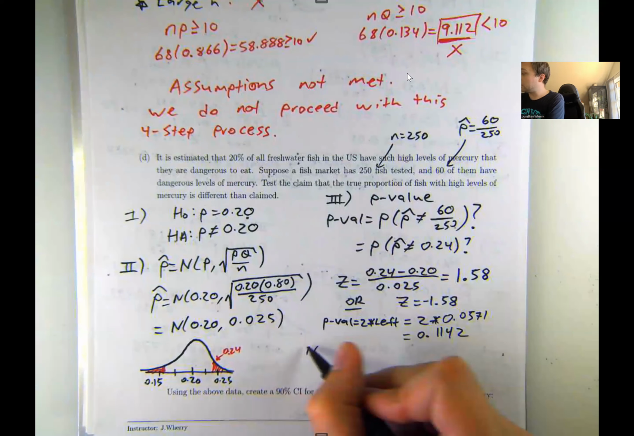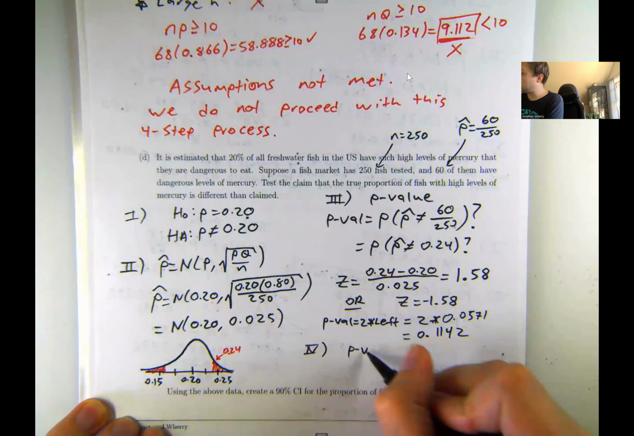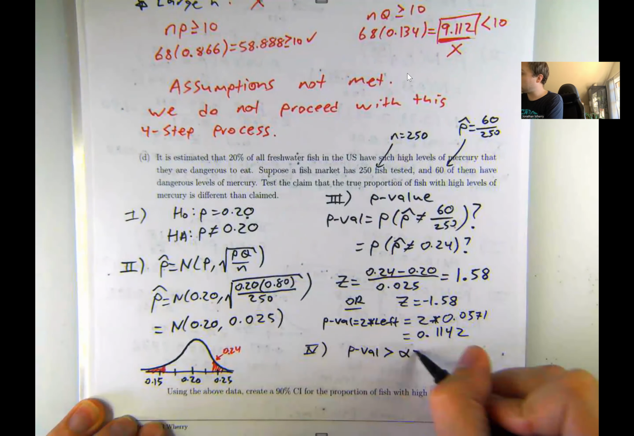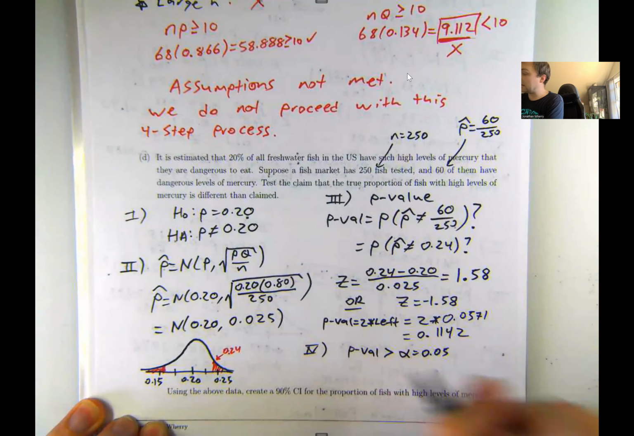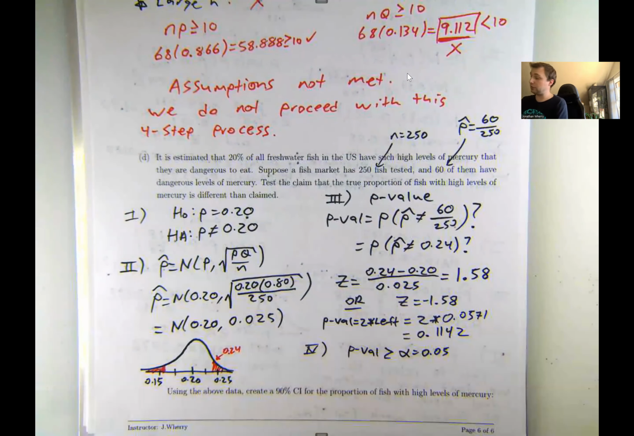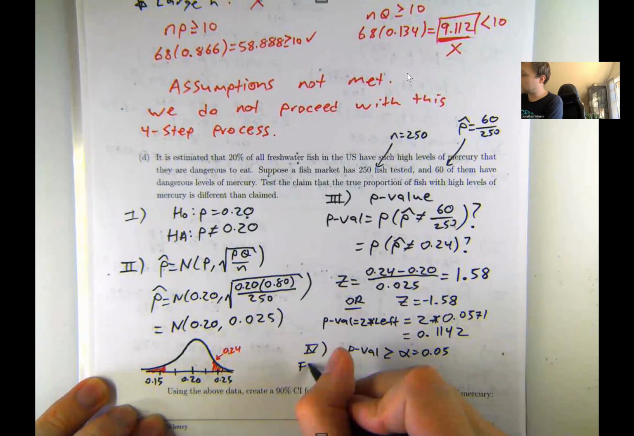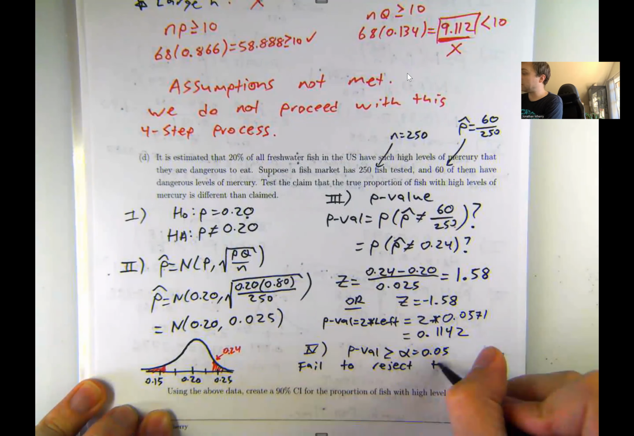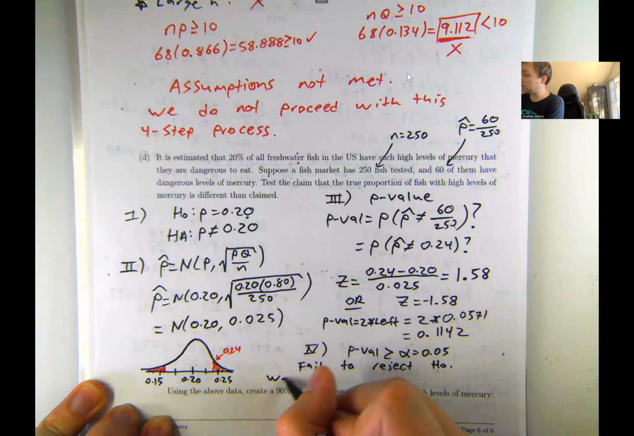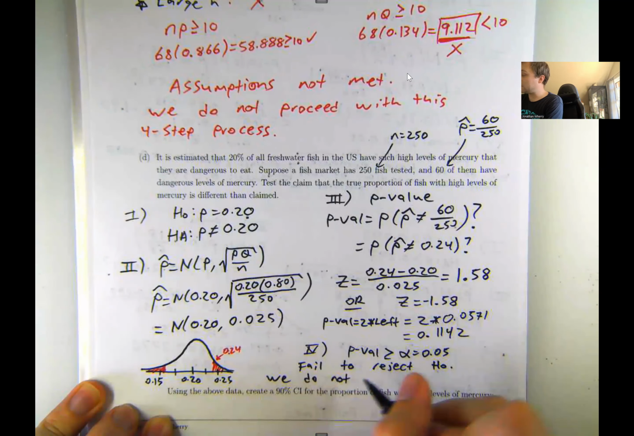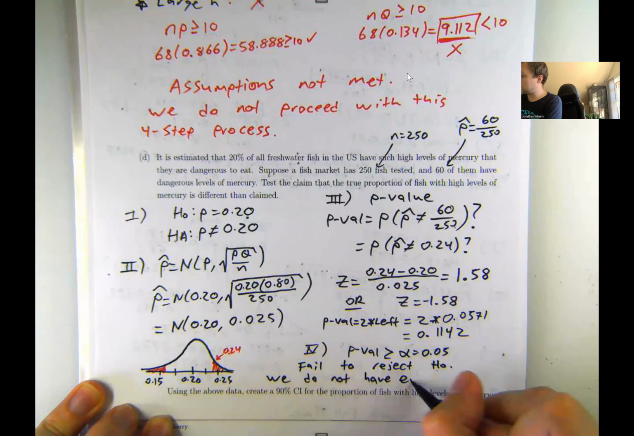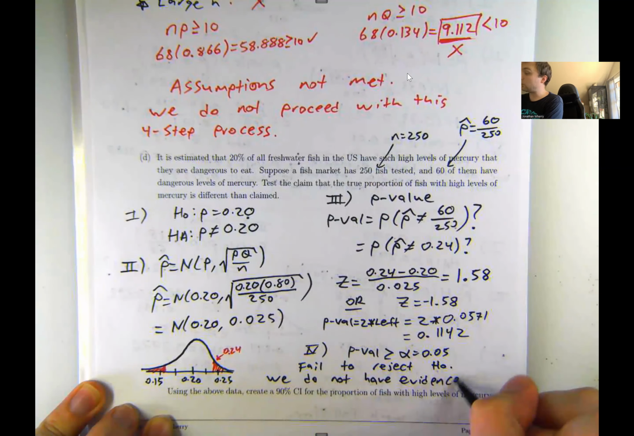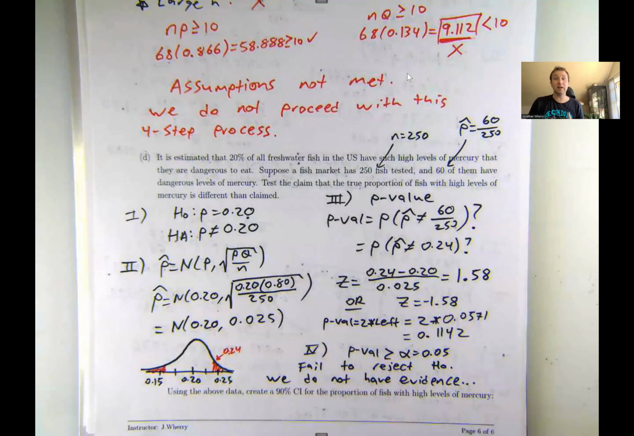So for the conclusion, your p-value is bigger than an alpha of 5%. And if it's bigger or equal, that's when we fail to reject. If we fail to reject the null hypothesis, that means we do not have evidence. We do not have evidence that the proportion of seafood that has dangerously high levels of mercury is different than 20%.